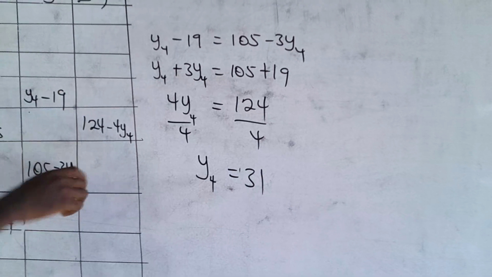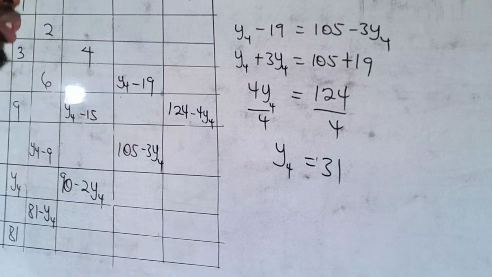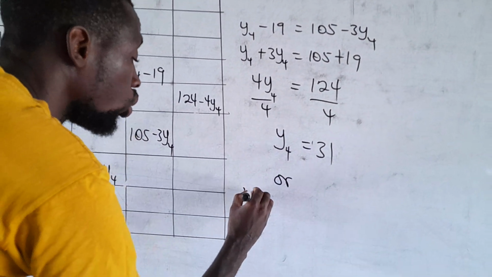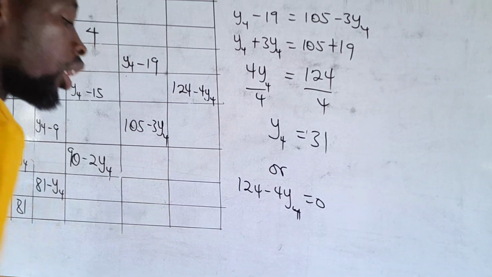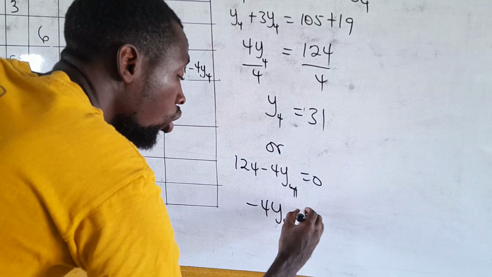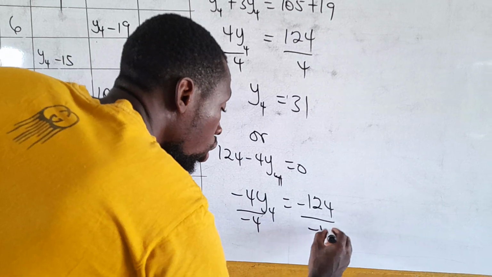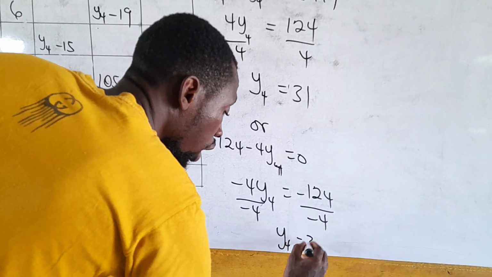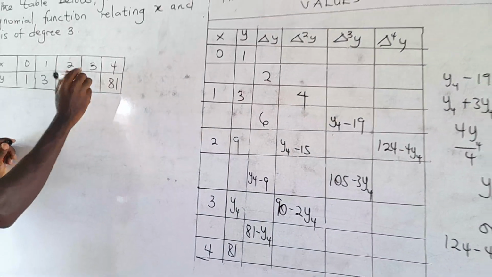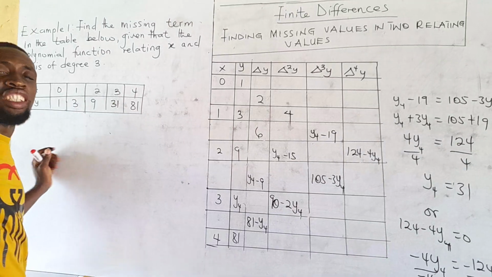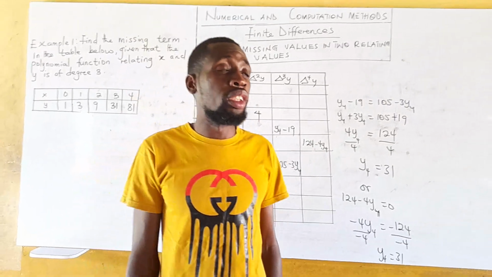Now, since it's a cubic polynomial, we go beyond that. Anything beyond that, the difference there will be 0. So we can just equate this to 0. So 124 minus 4y4 will be equal to 0. I hope you get that. Then minus 4y4 equals negative 124. We divide both sides by negative 4. You realize that our y4 will be equal to 31. So any alternative is correct. So we can say this place is actually 31, not 27 as you presumed. We'll solve one more example on this so that you'll be abreast with it.